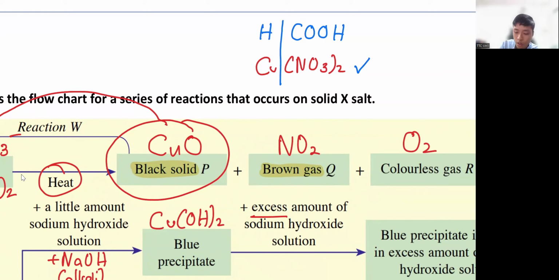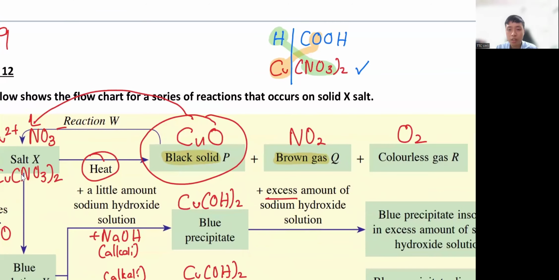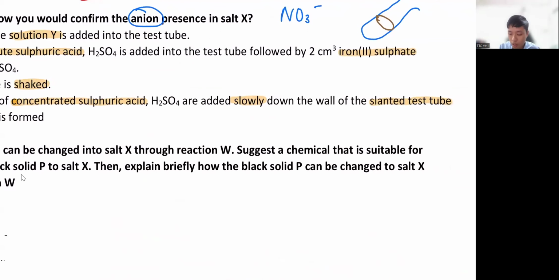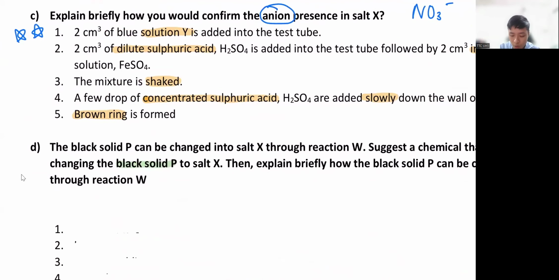After that, the first chemical which you already got is copper 2 oxide, which is already given. So the second chemical is nitric acid, HNO3. These two chemicals can get your copper nitrate. So they ask what chemical is suitable for changing the black solid P to salt X. You need to add nitric acid.